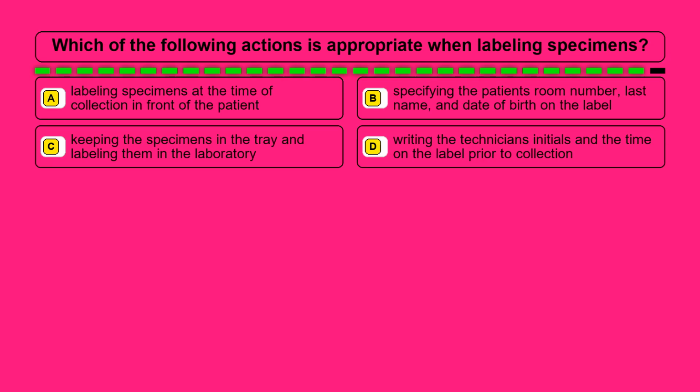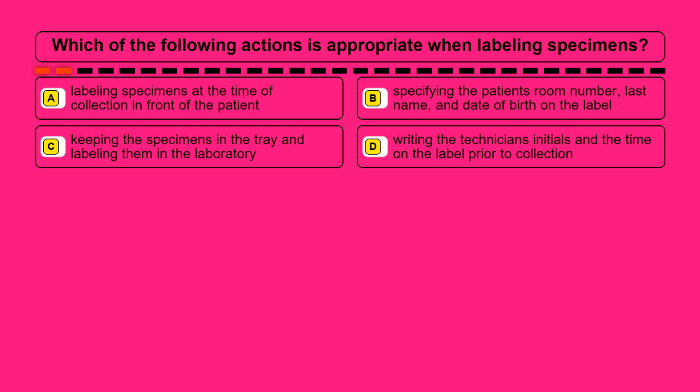Question 9. Which of the following actions is appropriate when labeling specimens? Option A, labeling specimens at the time of collection in front of the patient. Option B, specifying the patient's room number, last name, and date of birth on the label. Option C, keeping the specimens in the tray and labeling them in the laboratory. Option D, writing the technician's initials and the time on the label prior to collection.